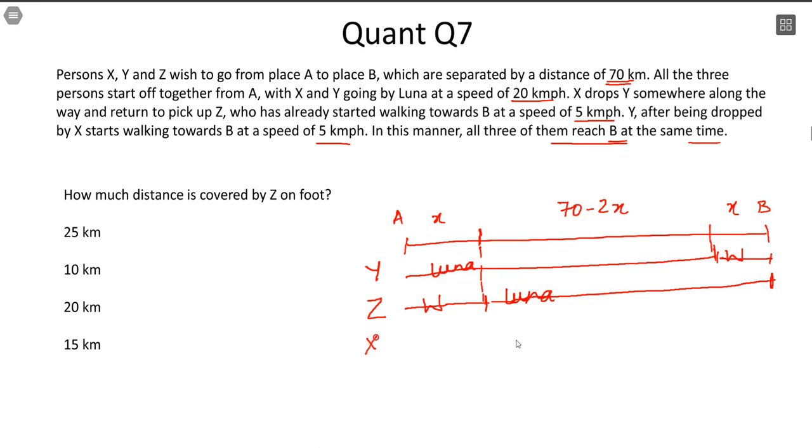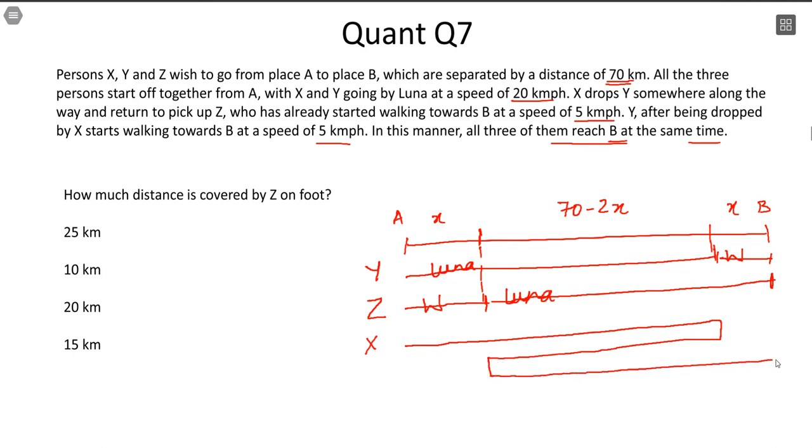Now look at story of X. What has he done? He first goes to this point, then comes back to this point, and then goes to the end. This is the storyline for X. His entire journey is Luna only. And he's traveling this way. Now see, the entire journey for X was on Luna at the speed of 20 kilometers per hour. And he manages to reach B at the same time as Y, as Z. Of course, Z he does, because Z was on his Luna when he reached B.